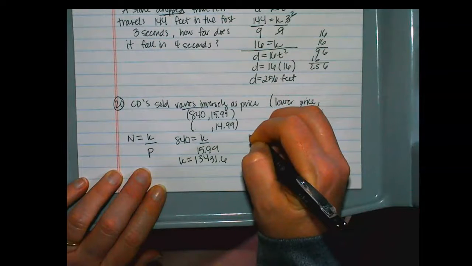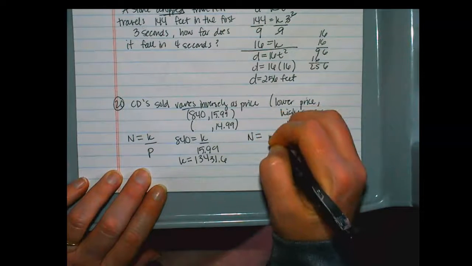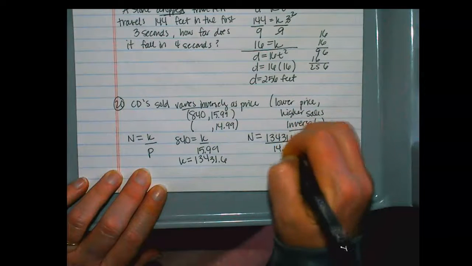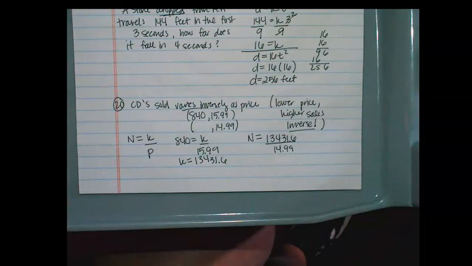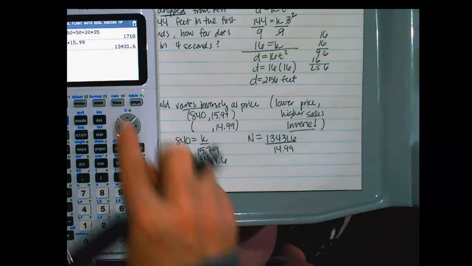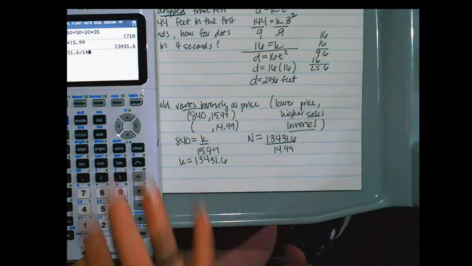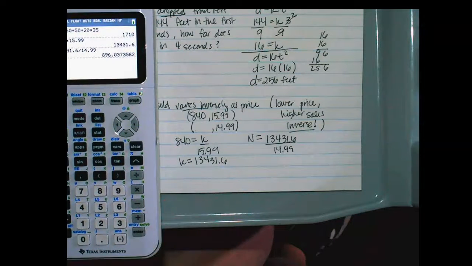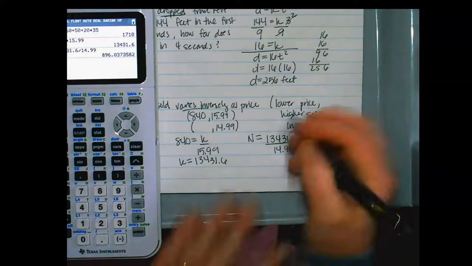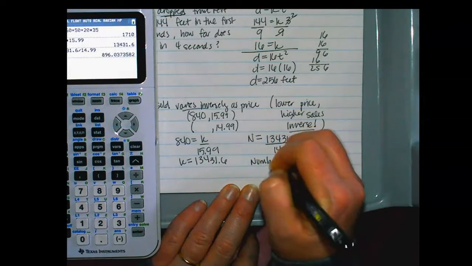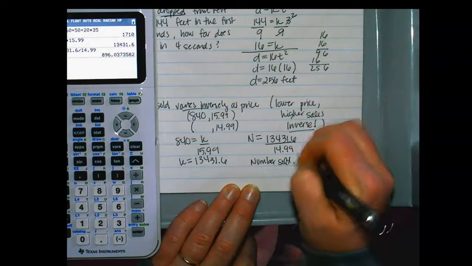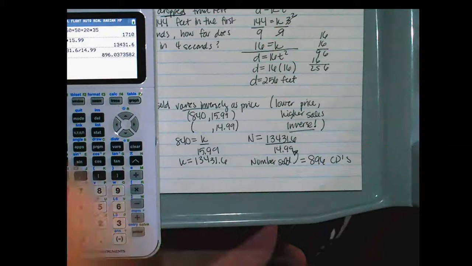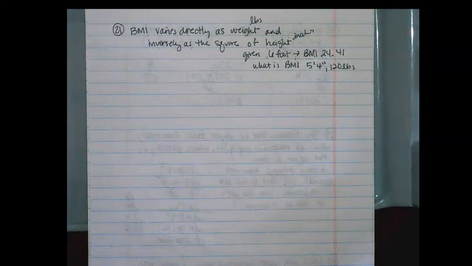I don't know the number I'm going to sell, so I'm going to call this number equals my constant 13,431.6 divided by 14.99. So that number divided by 14.99 is going to be about 896 CDs. So number sold at $14.99 equals 896 CDs. 21 is a lot longer problem, but I'm writing down the heart of it.